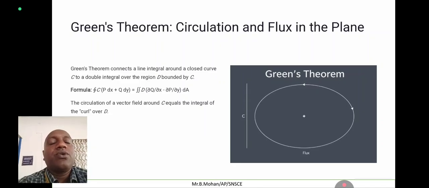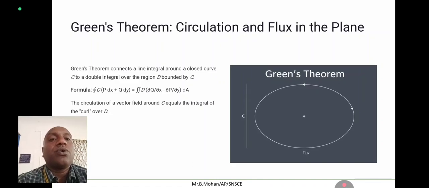The formula is the integral of P dx plus Q dy is equal to the double integral over D of (∂Q/∂x minus ∂P/∂y) dA. Here Green's theorem relates the integral around a closed curve to the circulation and flux in the plane.